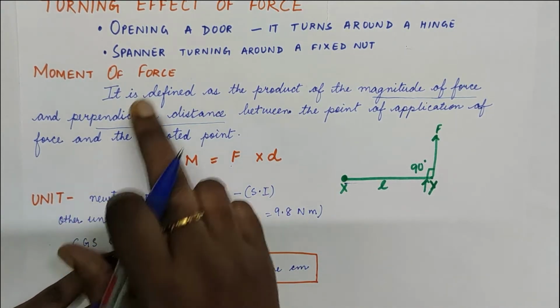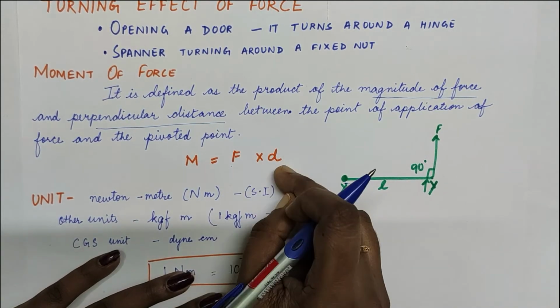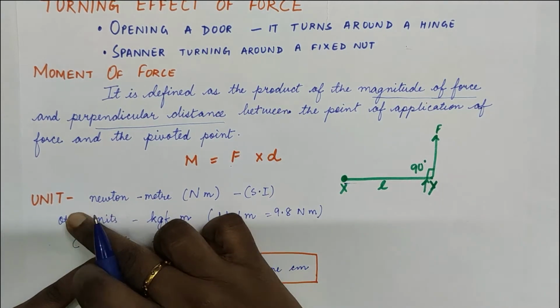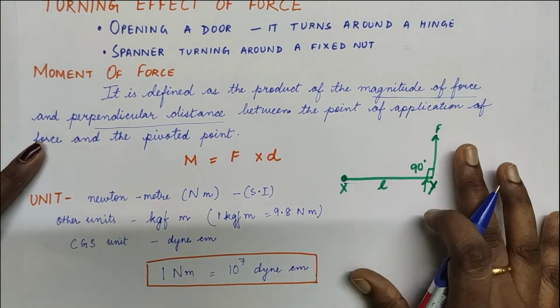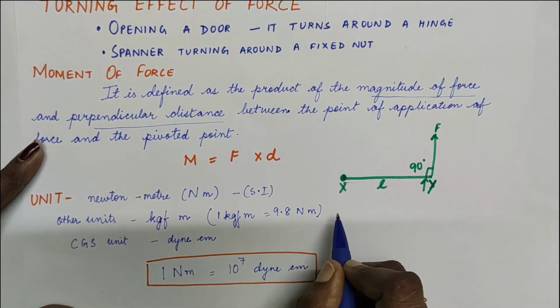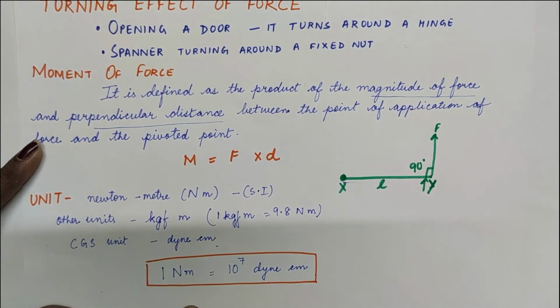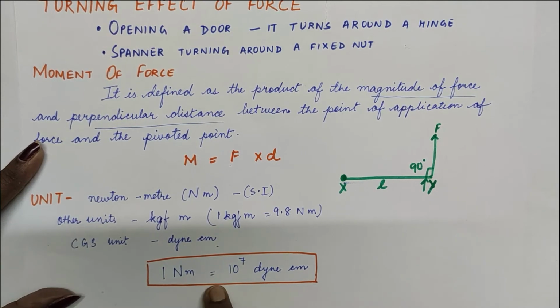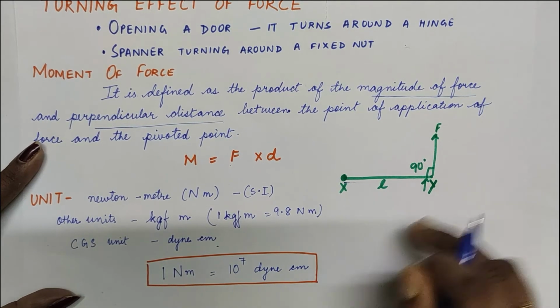So what will be the unit of moment of force? We know that Newton is the SI unit of force and distance is measured in meter. So the SI unit of moment of force will be Newton meter. Other units are also there, like 1 kgf meter, which is equal to 9.8 Newton meter. The CGS unit is Dyne centimeter. Remember the relationship that 1 Newton meter is equal to 10 to the power 7 Dyne centimeter, because if you convert, you will get 10 to the power 7 Dyne centimeter.